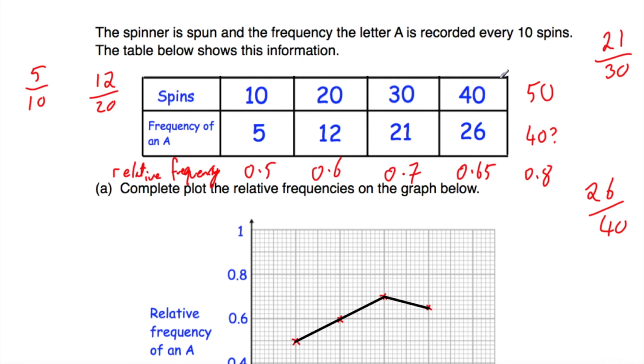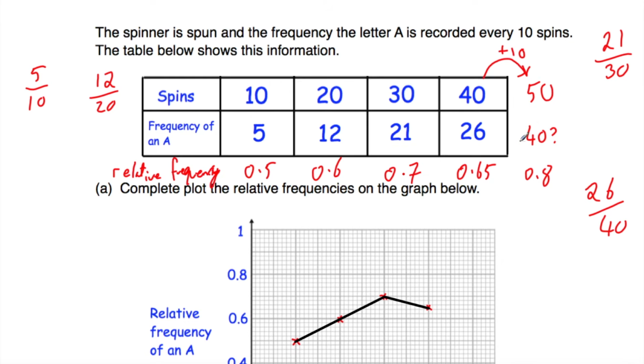Now if we have a look here, after 40 spins, the spinner landed on A 26 times. And then by 50 spins, it's been spun 10 more times. But if it's been spun 10 more times, you can't have an extra 14 A's. It can't increase by that amount. It can only actually increase by a maximum of 10. If it landed on A every single time that spinner was spun, you would have 36 A's.